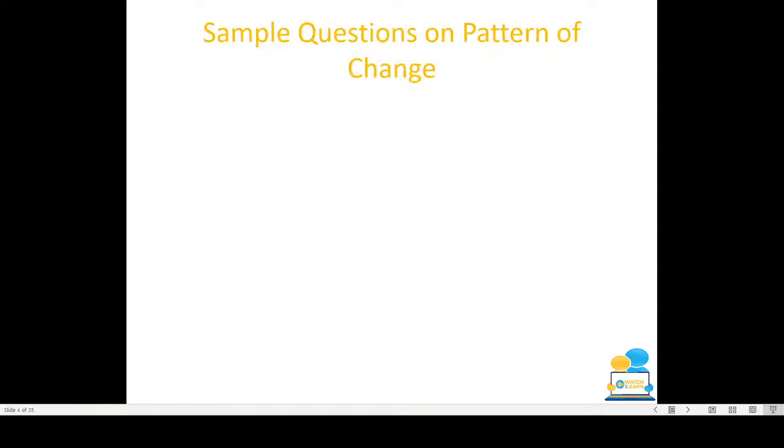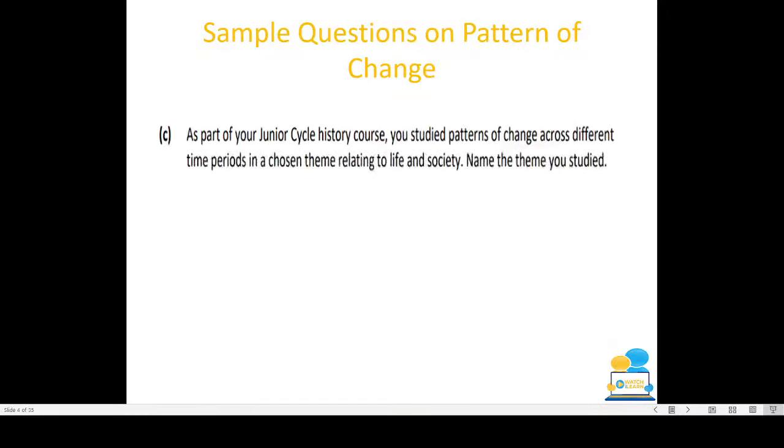So we will first have a look at the sample questions on the pattern of change. In the sample exam paper that has been given out, I've gone through it and I've selected 3 questions that are directly linked to the pattern of change learning outcome. So the first one is here. It says, as part of your junior cycle history course, you studied patterns of change across different time periods in a chosen theme relating to life and society. So it just says to name the theme you studied.